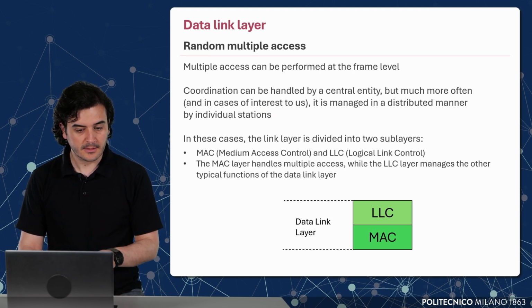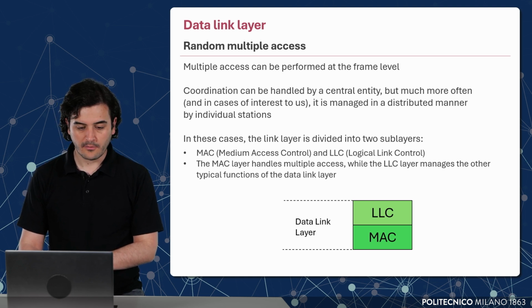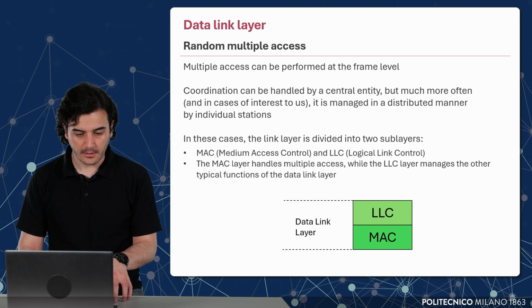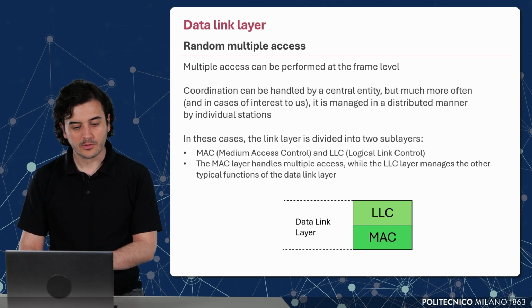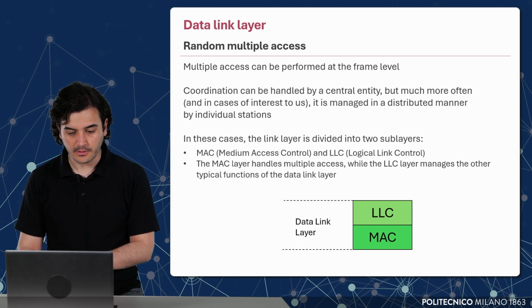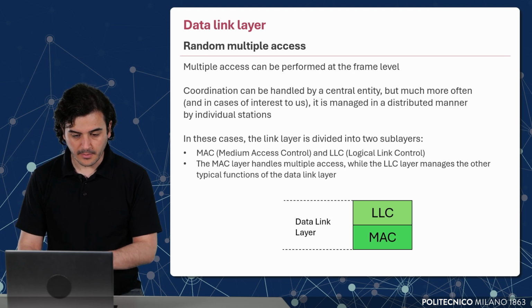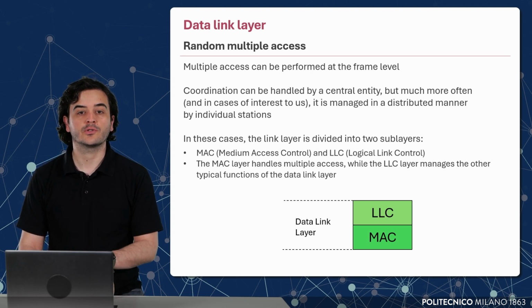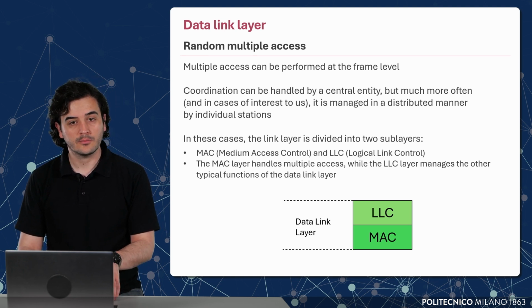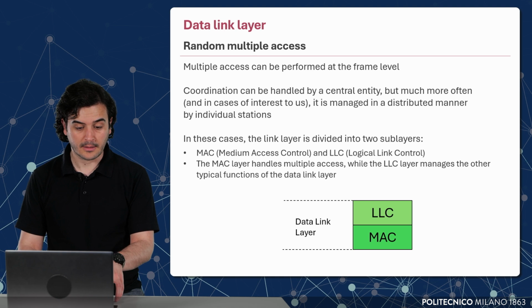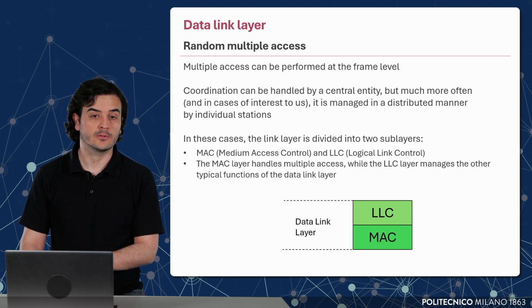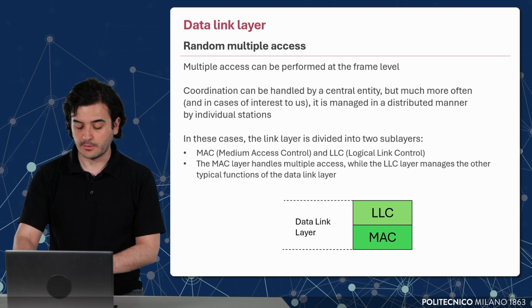In these cases, when we are handling what we refer to as random multiple access, from the point of view of the data link layer, we subdivide it in two sublayers: the MAC and the LLC. The MAC stands for the medium access control, and the LLC stands for the logical link control. While the logical link control manages other typical functionalities of the data link layer that we've covered before, the MAC, the medium access control, is what handles the multiple access of the physical resources by multiple users.